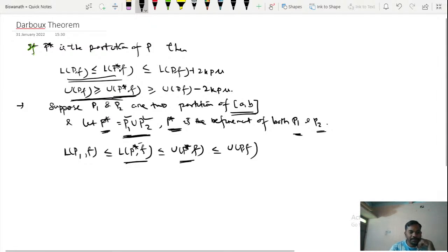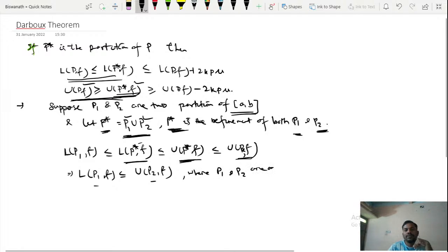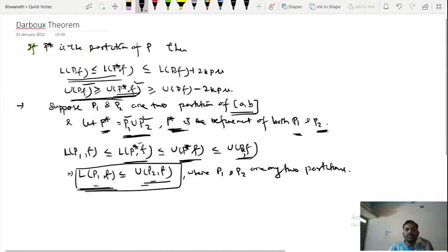So what did we get here? Since P2 is any partition and P star is its refinement, UP star f is less than or equal to UP2f. This implies LP1f is less than or equal to UP2f, where P1 and P2 are any two partitions. So whatever partitions you are taking, the lower Darboux sum never exceeds the upper Darboux sum.